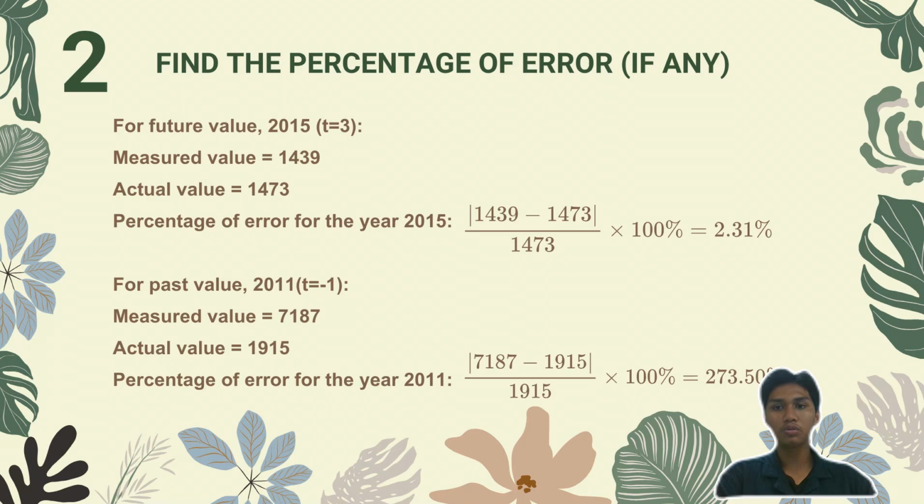For question number 2, find the percentage of error, if any. As usual, we need to write down the measured value and actual value. For the future value, t is 3. We calculate the percentage of error for the year 2015 using (measured value minus actual value) divided by actual value times 100%. So we got 2.31%.